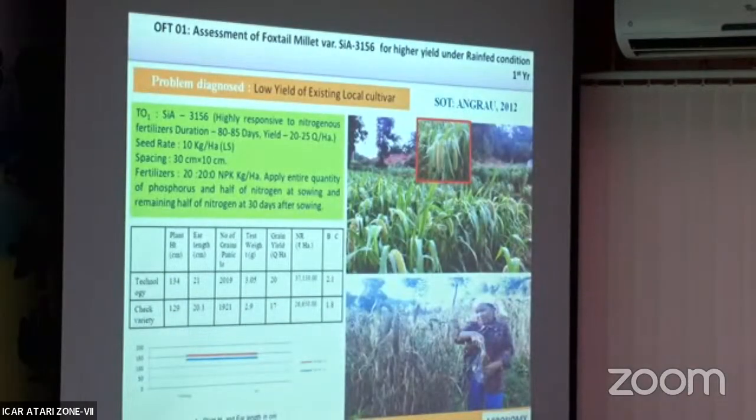The first one is the assessment of foxtail millet variety SIA 156 for higher yield under rainfed condition. We are comparing this with our existing local variety under the same treatment, same spacing, everything. It was found that SIA 156 performed better under the same conditions compared to our existing local cultivar, with a BC ratio of 2.1 as against 1.8.